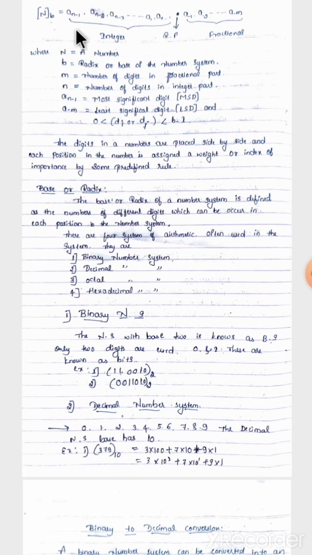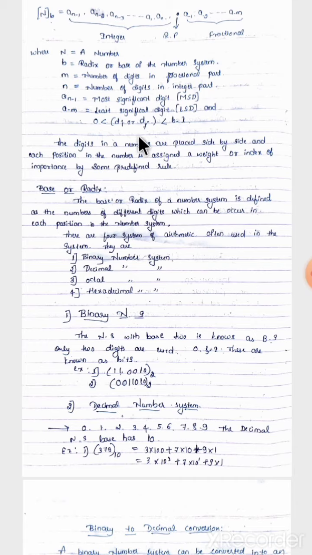Now in this expression, N is the number, and b is the radix or base of the number system. m is the number of digits in the fractional part, and n is the number of digits in the integer part. a(n-1) is the most significant digit and a(-m) is the least significant digit. Each digit lies between 0 and b minus 1.